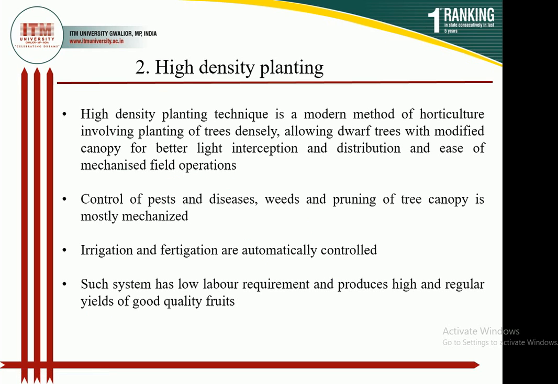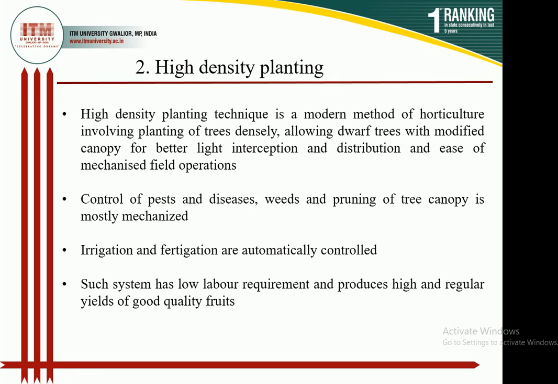Geoinformatics is also useful in high density planting. As we all know, we have very small land pieces and we have to produce more yield from that limited area. So there is a need for high density planting. High density planting is growing trees in such a manner that the population of the particular plant is more dense in a precise manner. The plant height will be dwarf, the canopy structure will be such that light interception is more, and better pest and disease control techniques will be adopted.